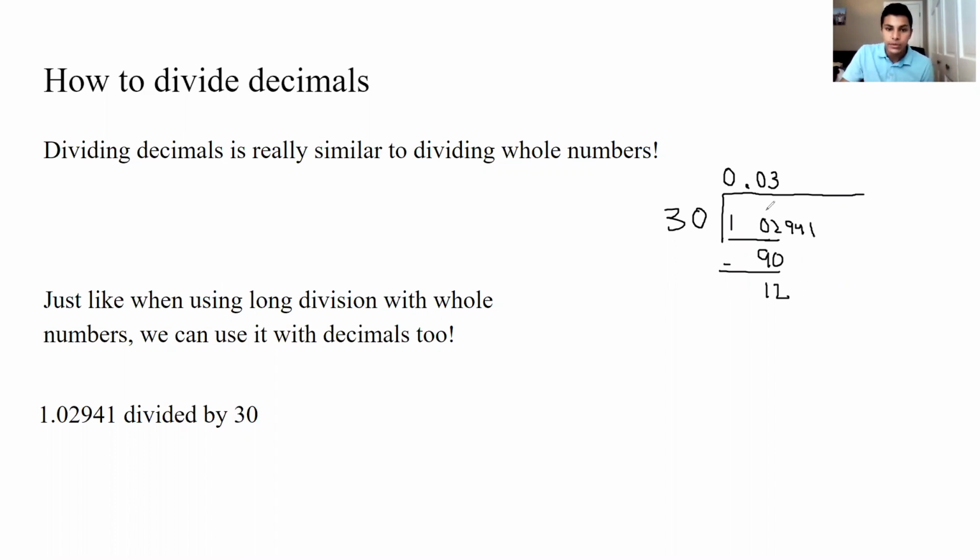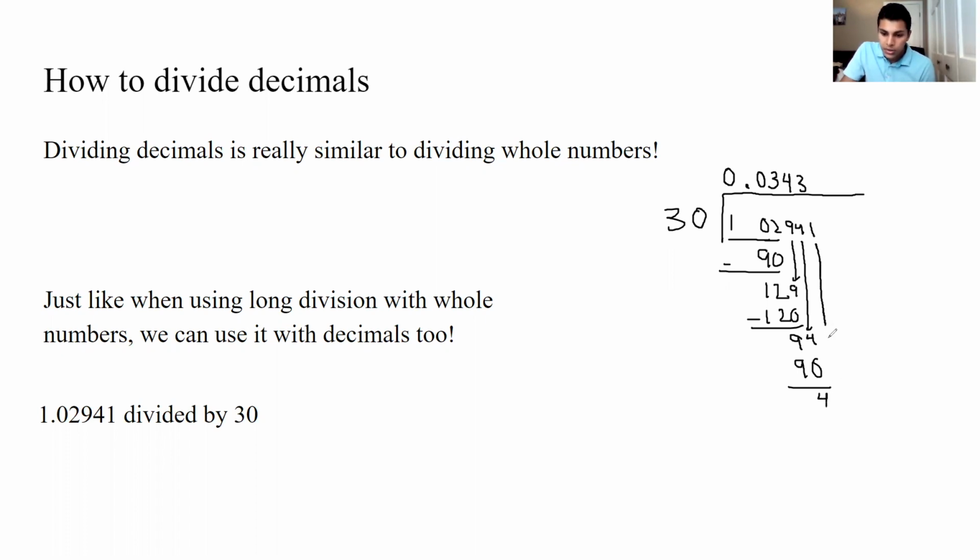And now we just continue this process and keep bringing down numbers. So 30 goes into 129 4 times. 4 times 30 is 120, and now we subtract. 129 minus 120 is 9. Now we bring down a 4. 30 goes into 94. So 30 goes into 94 3 times. 3 times 30 is 90.